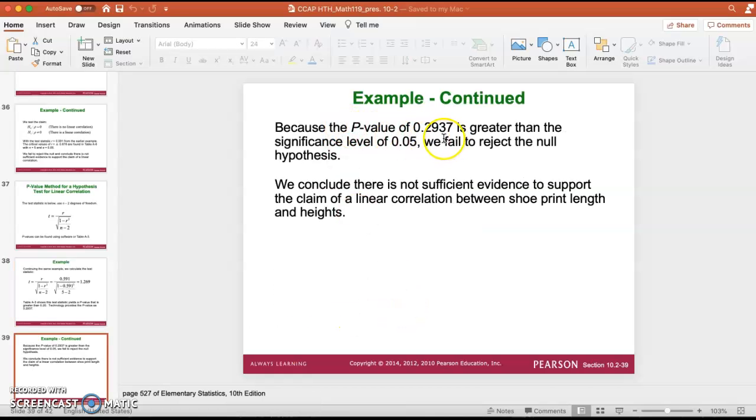And so because that p-value is greater than the significance level of 0.05, we fail to reject the null hypothesis. And we conclude there is not sufficient evidence to support the claim of a linear relationship between shoe print length and heights.